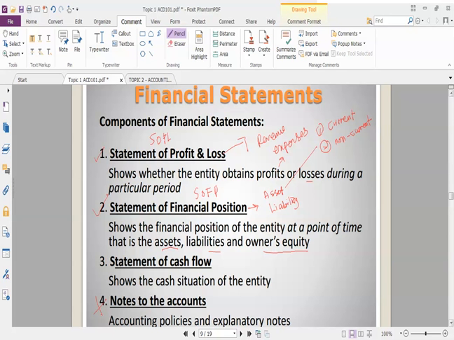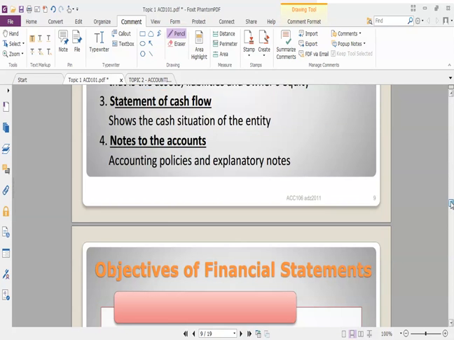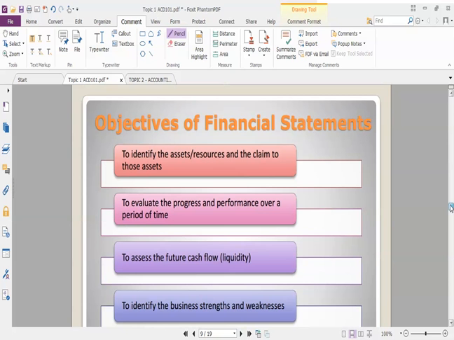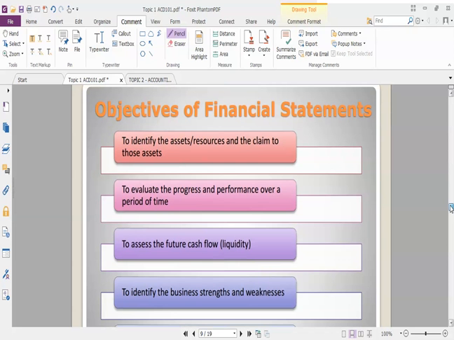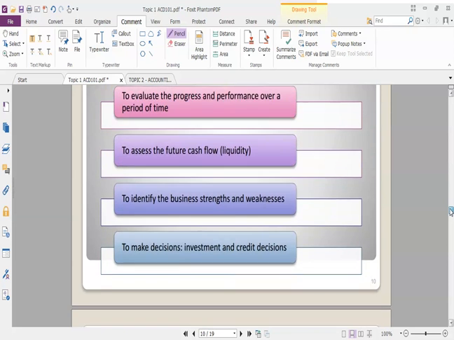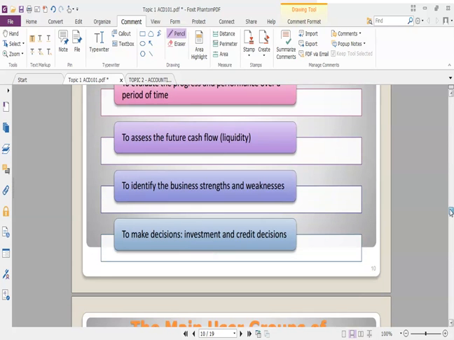So let's look at the next slide. The objectives of the financial statement are to identify the asset resources and the claims to those assets; to evaluate progress and performance over a period of time, so we can find out whether your company is having a profit or losses; to assess the future cash flow; to identify the business strengths and weaknesses; and to make decisions about investment and credit, whether you have enough money to buy other assets or not.